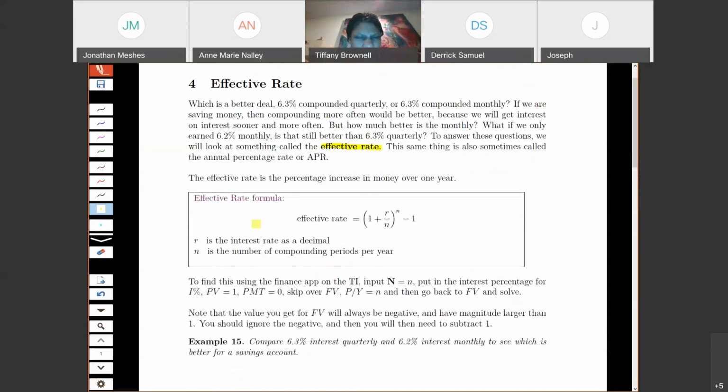But you'll notice with effective rate, I have less things that I'm talking about. I don't need to know how much I'm borrowing or saving because I'm just comparing the terms, which one's a better interest rate. So I really just need to know the interest rate and how often it's compounded. So it's less information that we're inputting.